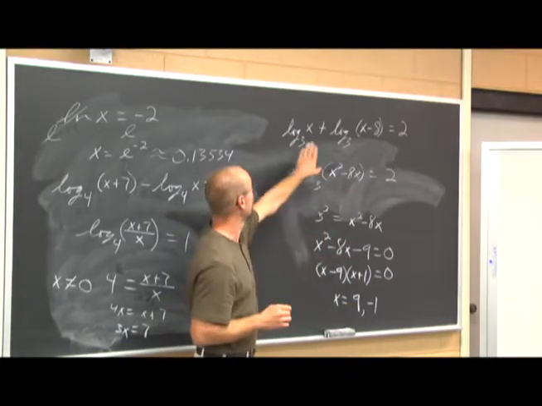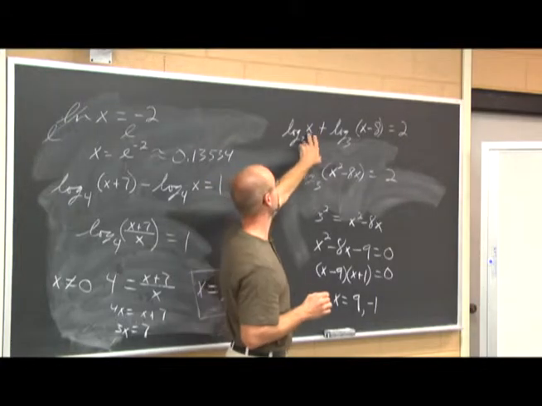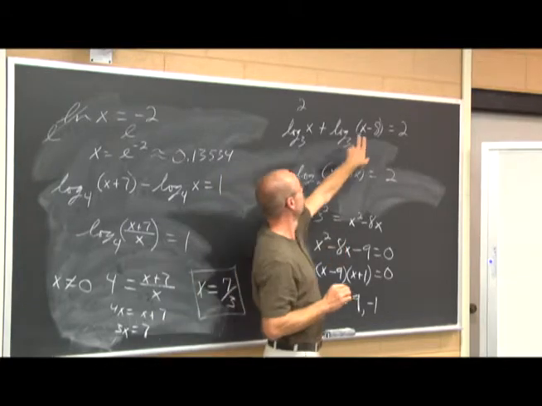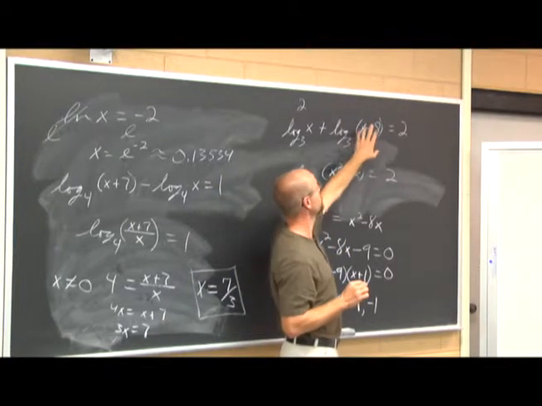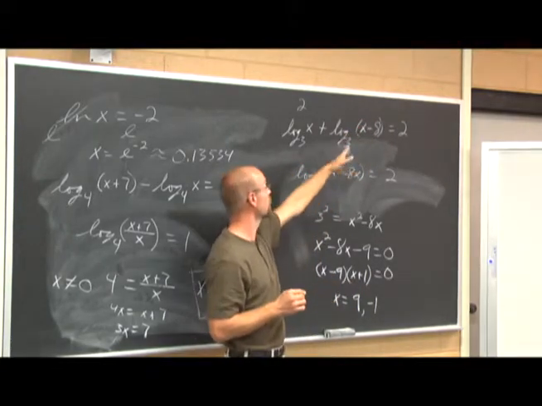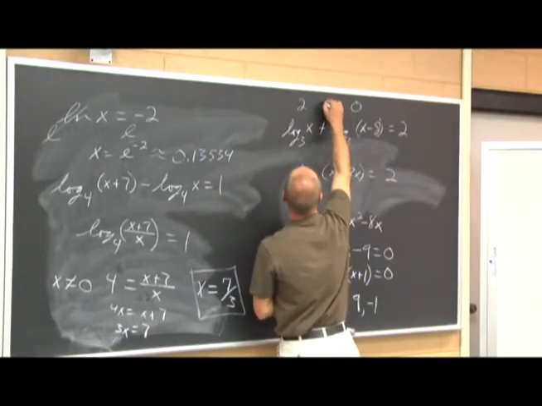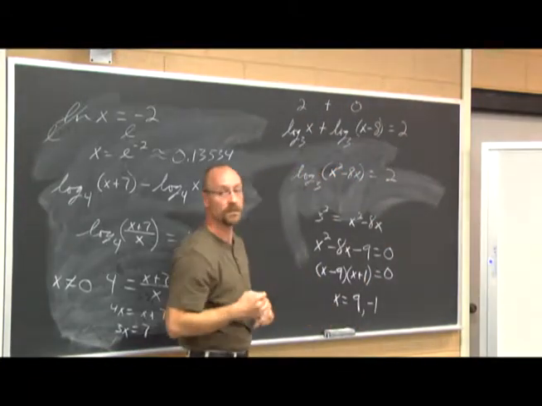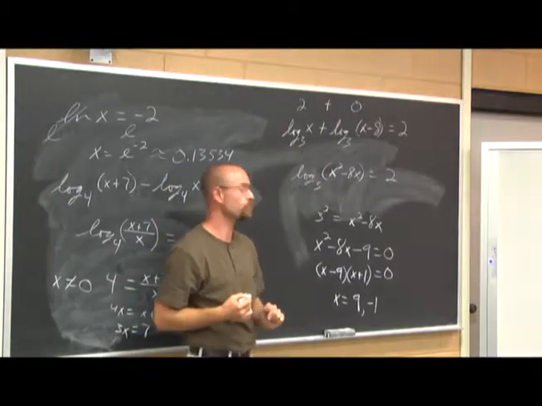If I plug in 9, log base 3 of 9, well, I know 3 squared is 9, so this value would be 2 if I plug in 9. 9 minus 8 is 1, log base 3 of 1. Well, the log of 1, regardless of the base, is always 0. So if I have this value plus that value, is it equal to 2? Well, 2 plus 0 is in fact equal to 2, so I know the value 9 works.